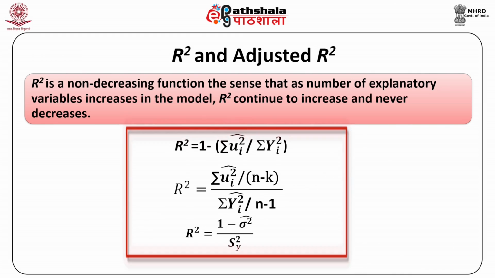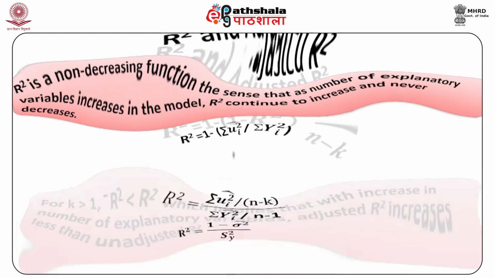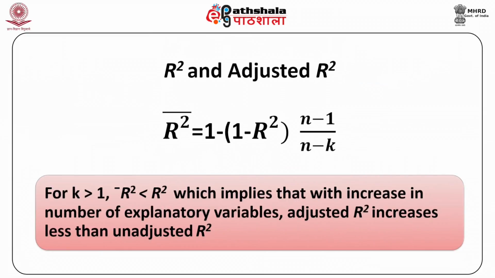R bar squared is equal to 1 minus sigma hat squared. We can also write R bar squared is equal to 1 minus bracket open 1 minus R squared bracket close into n minus 1 divided by n minus k. For k greater than 1, R bar squared is less than R squared, which implies that with increase in the number of explanatory variables, adjusted R squared increases less than unadjusted R squared.